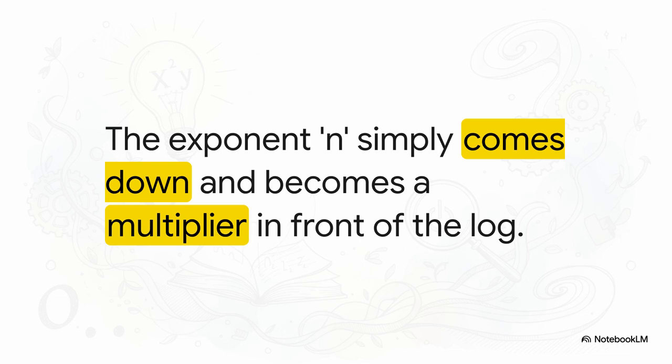And here's the beautiful part. That little exponent n that was trapped up there, this property lets us just grab it and bring it right down in front of the log. It goes from being a tricky exponent to a simple multiplier. That one move, bringing it down to the main level, that's what changes everything.